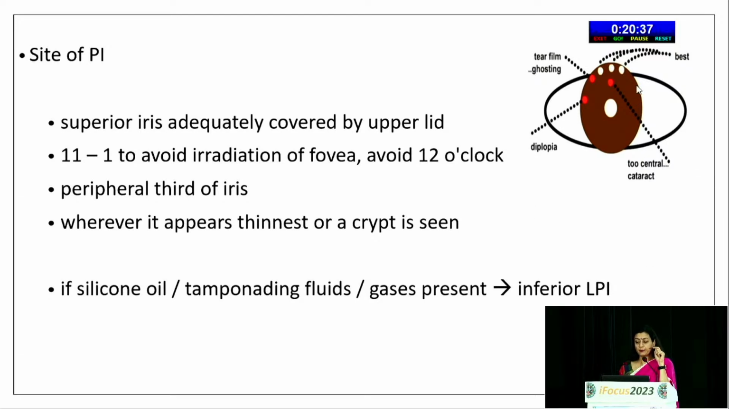So not extreme periphery, because then those small tags of iris which form may cause small peripheral anterior synechiae, and not medially because it may damage the lens. So peripheral third is like when the lens just starts bowing down, at that point you should do it. And an area of thin iris. So wherever it is thin, wherever you see an iris atrophic patch, or wherever you see a crypt, there it has to be done. But if in the superior area there is silicone oil or any of the gases, then you have to do an inferior PI, which is known as the Japanese iridotomy.